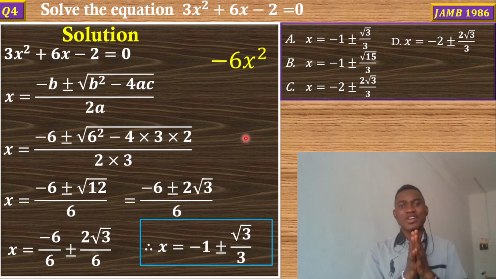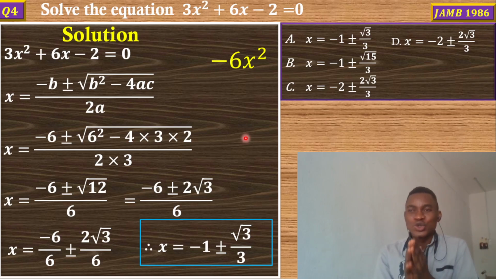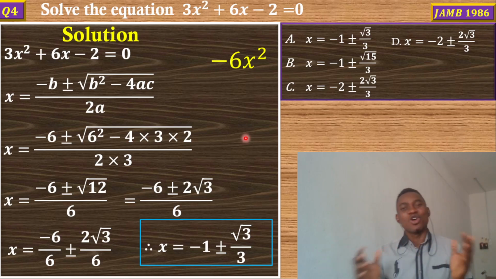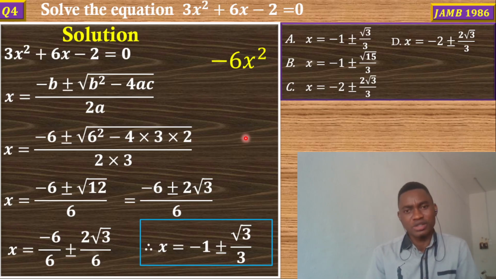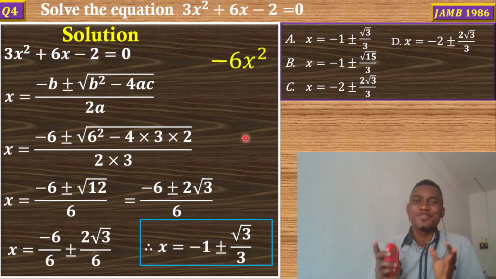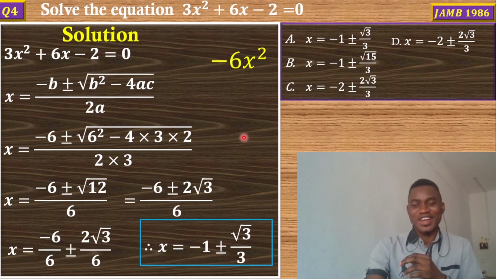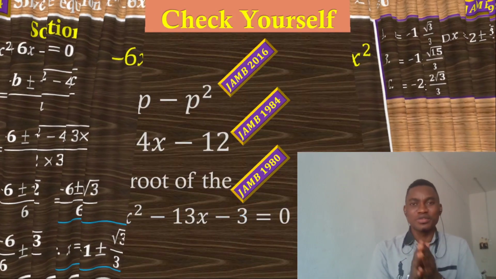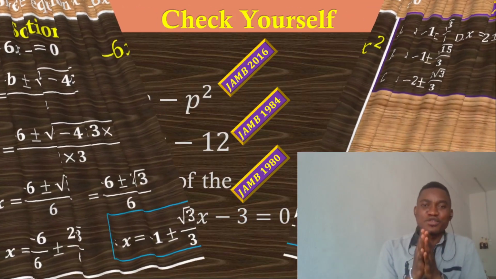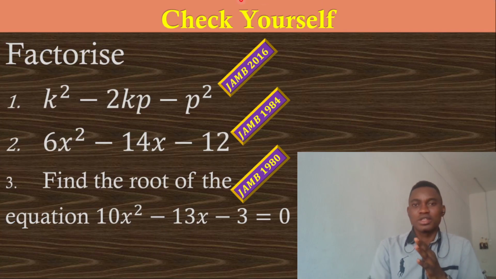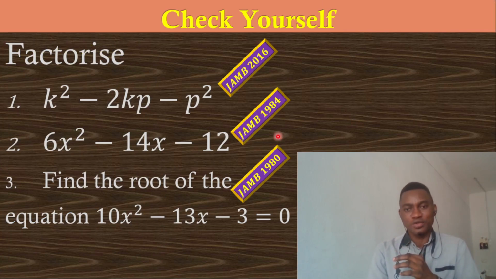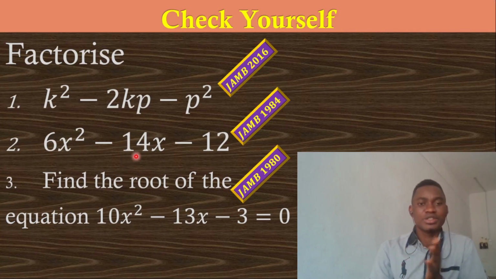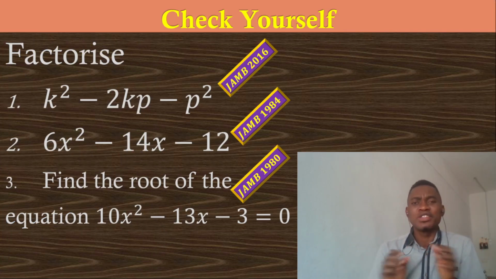Alright guys, we have actually solved 4 solid JAMB questions on quadratic equations, and as you can see, they are very simple. Okay, I have 3 questions for you to solve. Check yourself with these 3 JAMB questions: JAMB 2016, 1984, and 1980. They are very simple. Solve them and comment your answers.